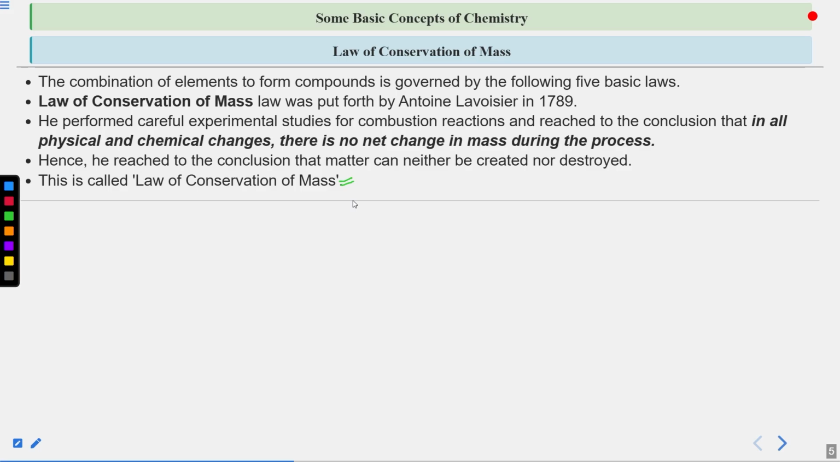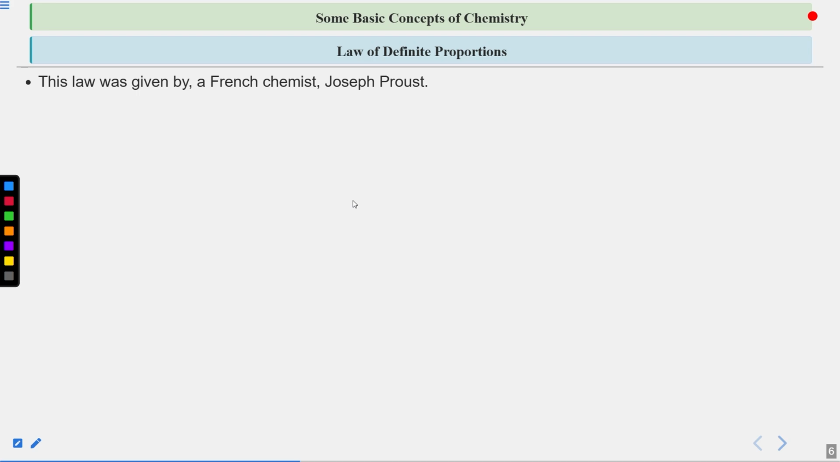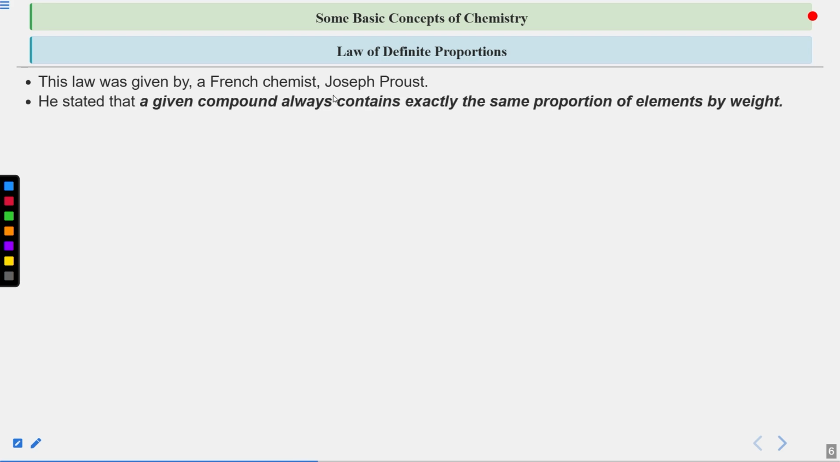Now moving on to the next law. This law is known as the law of definite proportion. I have already mentioned it in the previous classes, but we will try to elaborate it more. This law was given by the French chemist Joseph Proust. It says that if you take a given compound, then it will contain the same proportion of elements by weight.